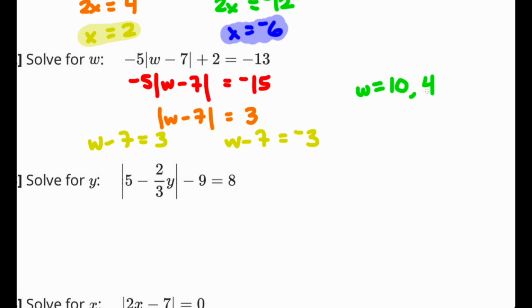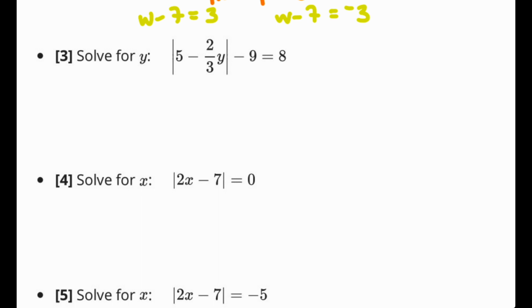Just like before, we're going to make sure that we check our work on this. So if I plug in 10 on this, we're going to get 3 for this part, times negative 5 is negative 15, plus 2 is negative 13, so the 10 checks out. We're going to do the same thing by plugging in the 4 for W, so that's going to be negative 3, absolute value of negative 3 is 3. Again, times negative 5 is negative 15, plus 2 is negative 13. So both answers actually check out. So that's how we know this is the right answer for this one. 10 and 4.